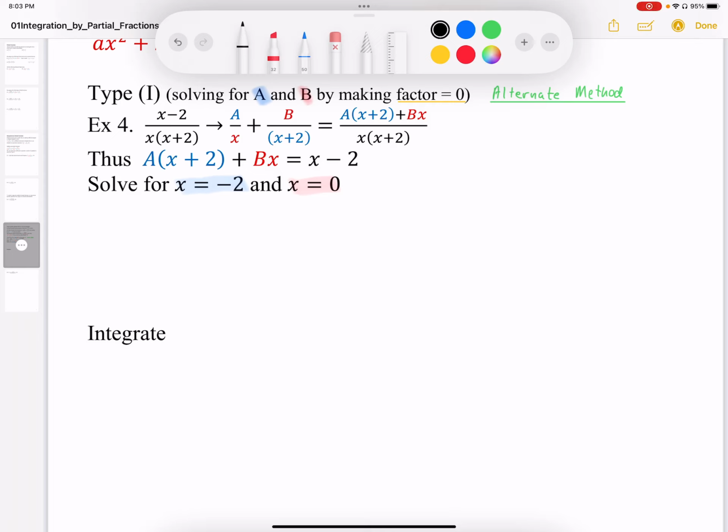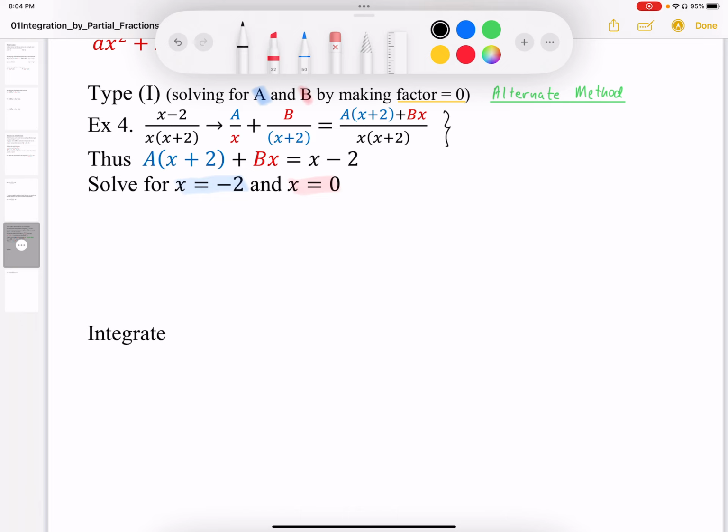Example 4 is a type 1 type of partial fraction, but we're going to do this one using the alternate method. And that alternate method is setting the factors equal to 0. We do this by selecting x values that will give us factors that equal 0.